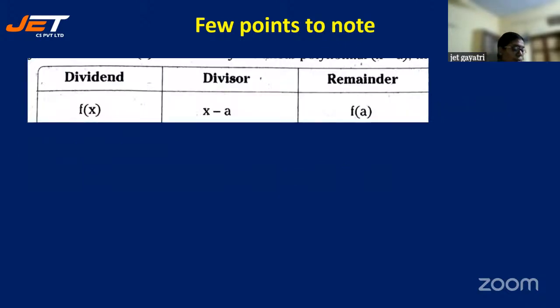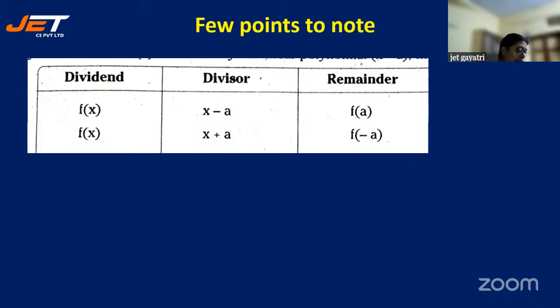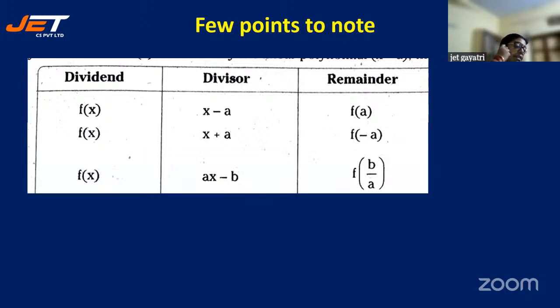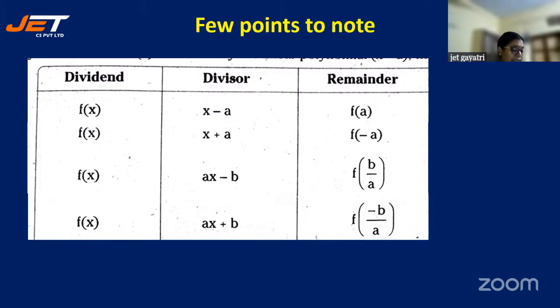Let's see here. A few points to note: the dividend is f of x, the divisor is x minus a, so the remainder would be f of a. If the dividend is f of x and the divisor is x plus a, then the remainder would be f of minus a. How? Because x plus a is 0, x becomes minus a, so it is f of minus a. See here, the dividend is f of x, the divisor is ax minus b, so your remainder becomes f of b by a. How b by a? Ax is equal to b, x becomes b by a.